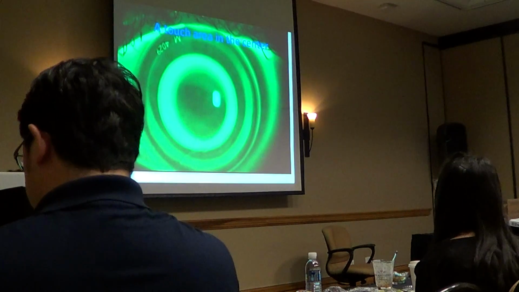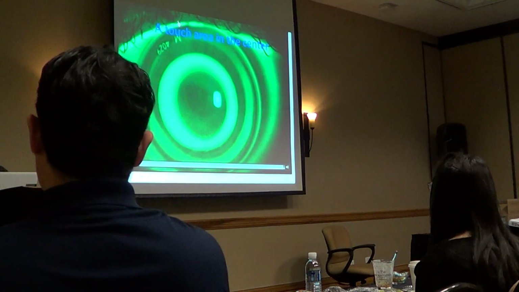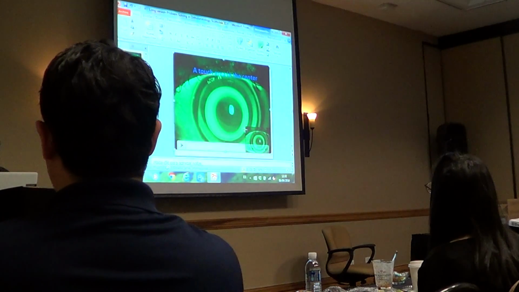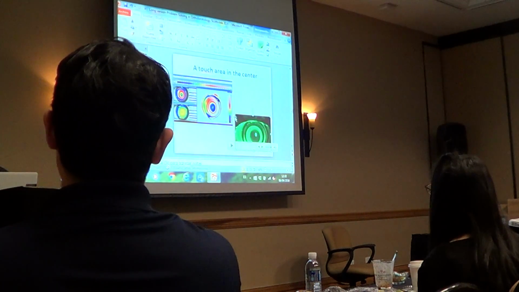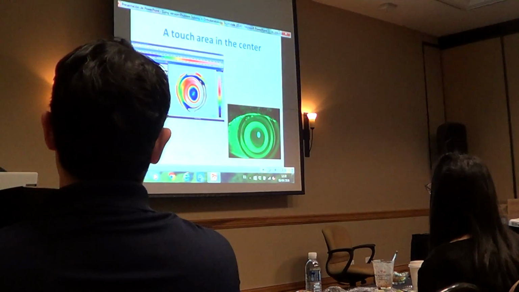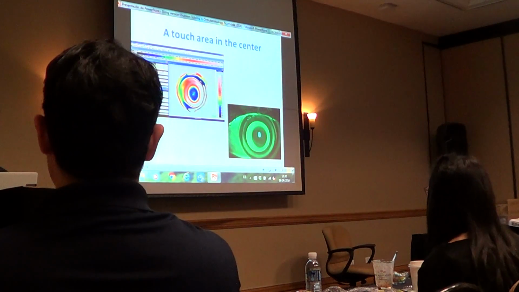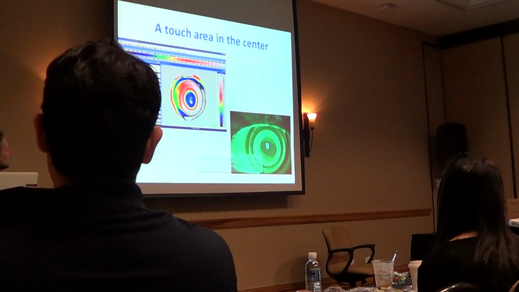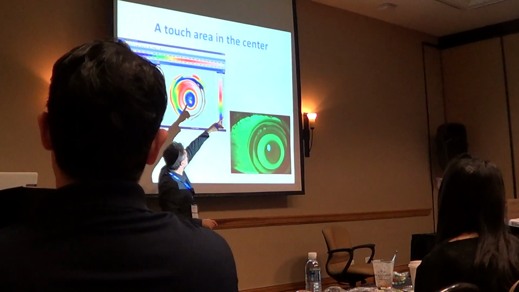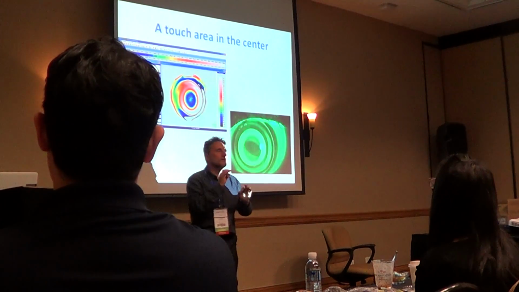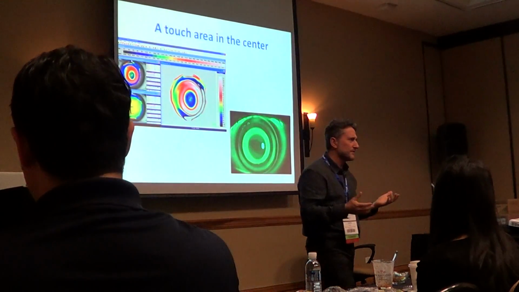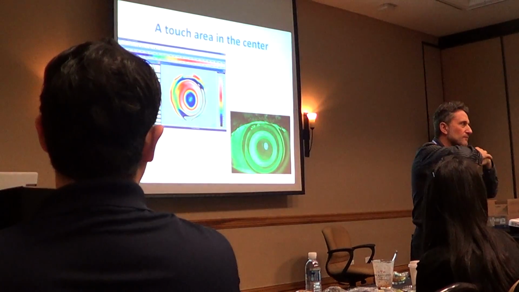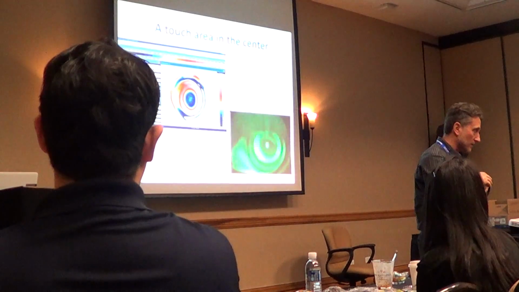What happens? That's the map we obtained. You can see here, we have an under correction zone. It's not really a central island, but it's an under correction zone.